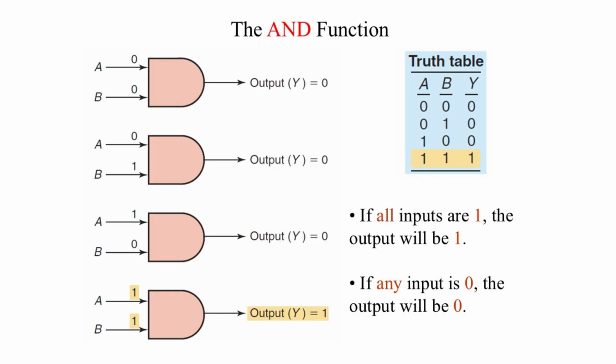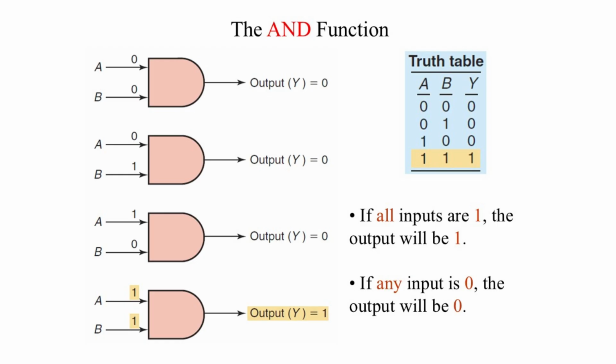Logic gates are special digital circuits. That means their inputs and outputs can only be in two possible states, 0 or 1. Now, let's focus on a 2-input AND gate, which can have 4 different input combinations, and for each combination the output follows simple rules. If both inputs are 1, the output is 1. If either input is 0, the output is 0.